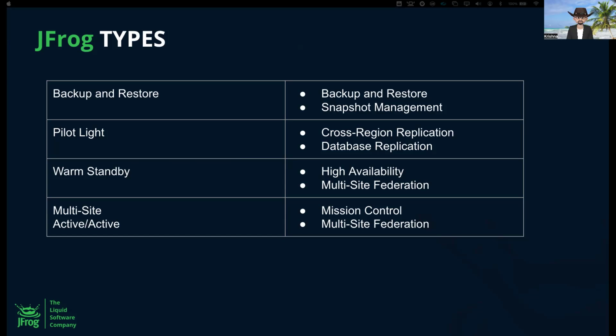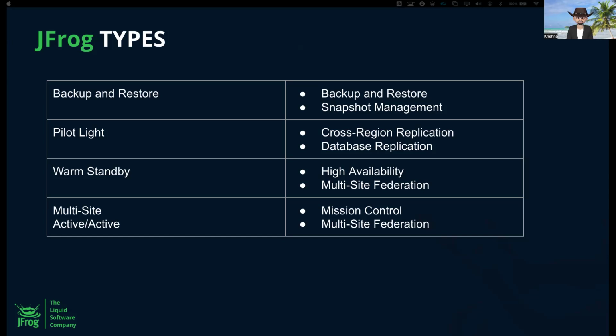Backup and restore is a direct match, where regular backups of Artifactory data are taken and can be restored in the event of a disaster. Snapshot management involves taking a point-in-time snapshot of the repository data, which can be restored when needed, similar to your backup and restore plan.